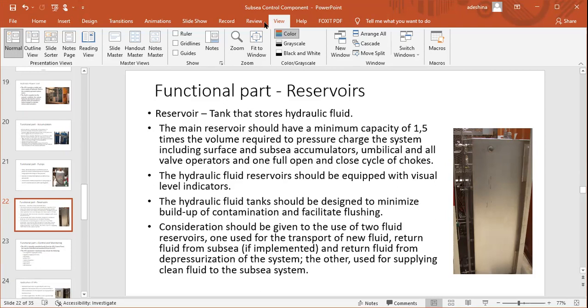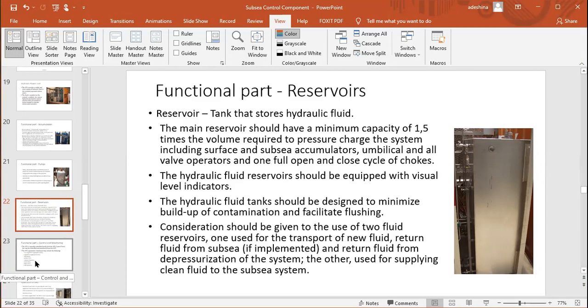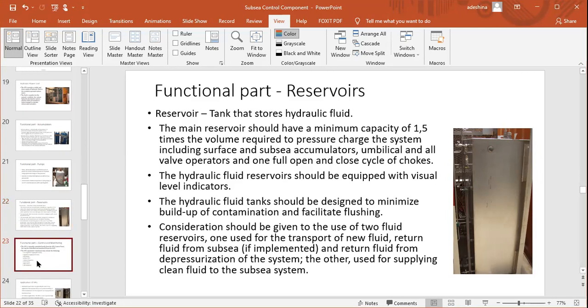All right? So all these design requirements are stated in our ISO standard. And you just need to consult it as engineers whenever you want to carry out reservoir sizing, or you want to design for your subsea control systems.